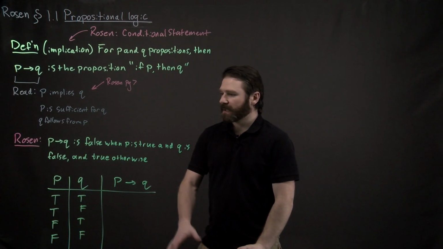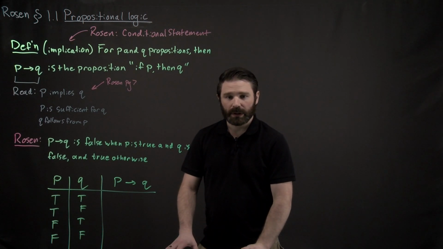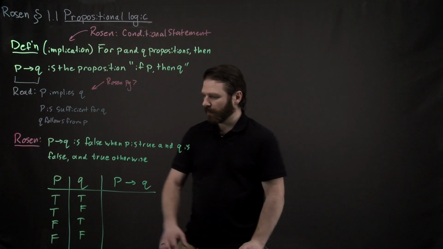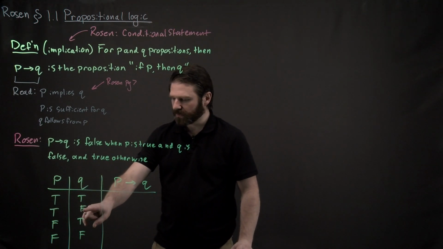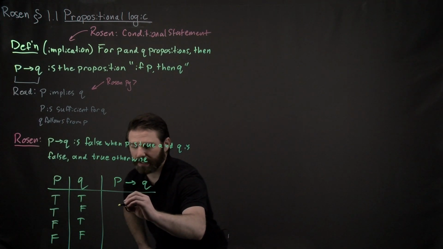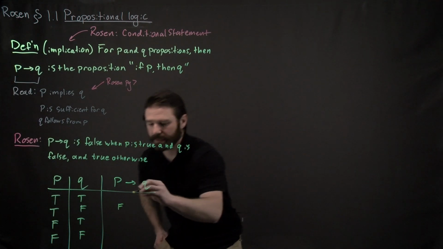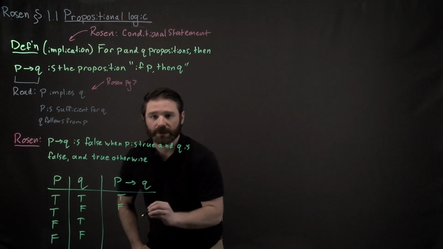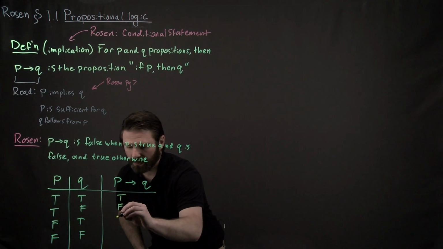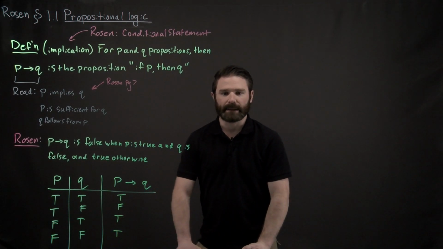Okay, great. So this definition says P implies Q is false when P is true and Q is false. Well, P is true and Q is false, that's this second row right here. So that's going to be the only place that it is false, and it's going to be true otherwise. So we have a true in our first row, our third row, and our fourth row.